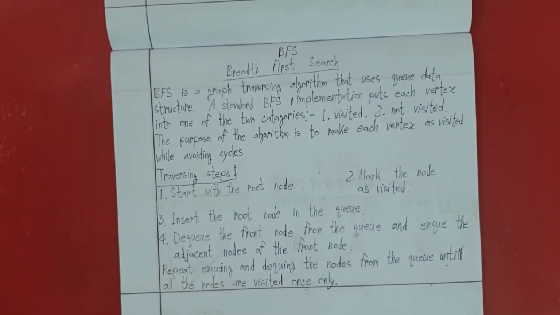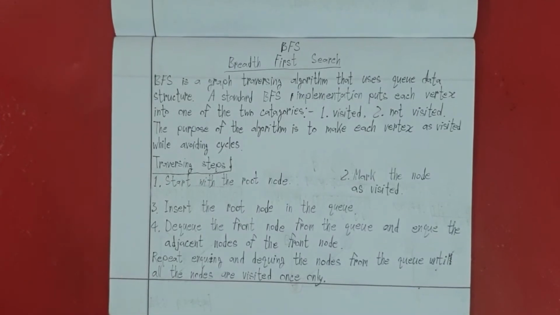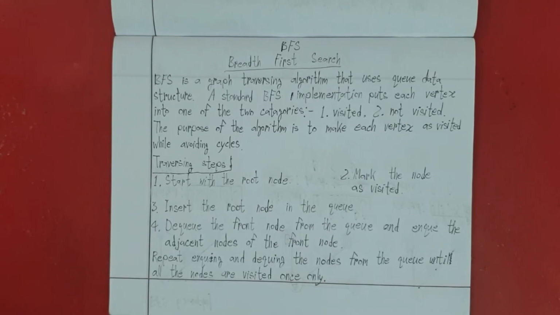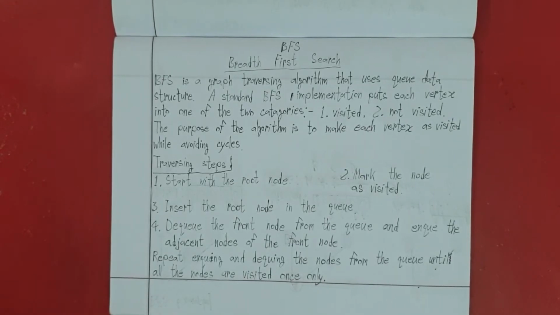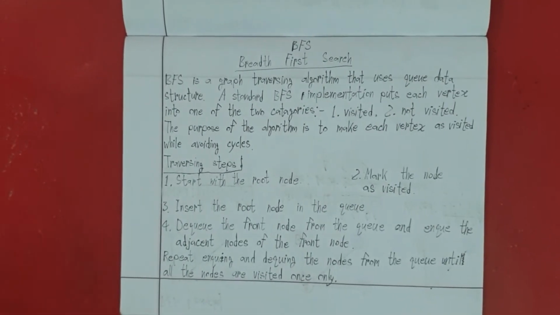Our next topic is BFS, or breadth first search. BFS is a graph traversing algorithm that uses a queue data structure. It means first in, first out, and last in, last out. A standard BFS implementation puts each vertex into one of two categories: one, visited, and two, non-visited. The purpose of the algorithm is to mark each vertex as visited while avoiding cycles.